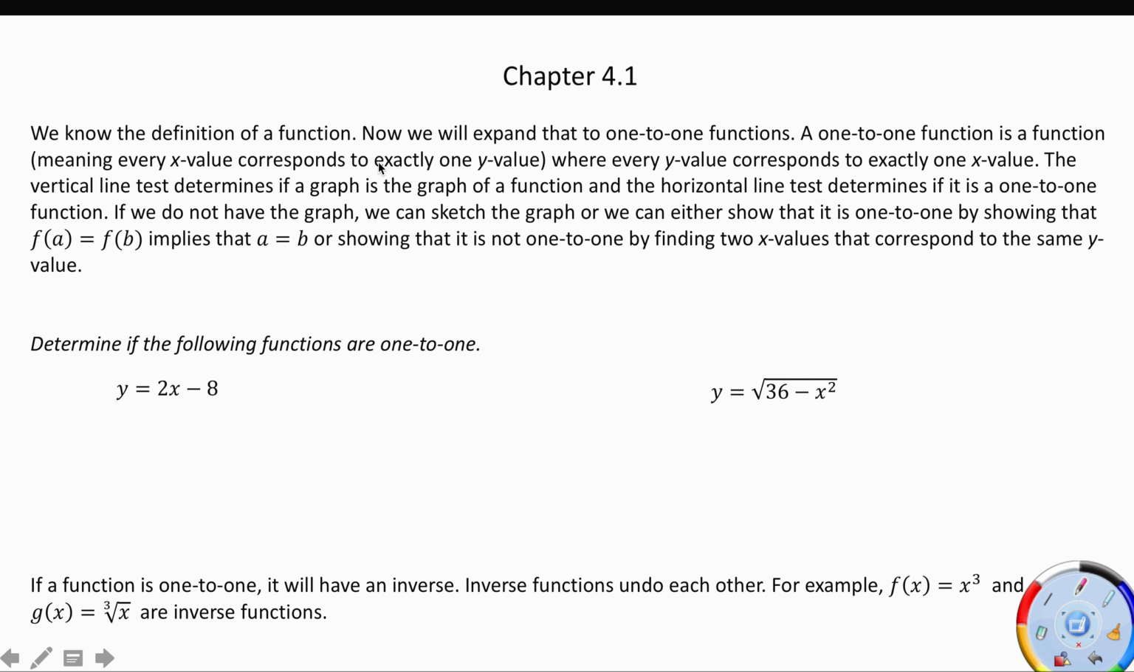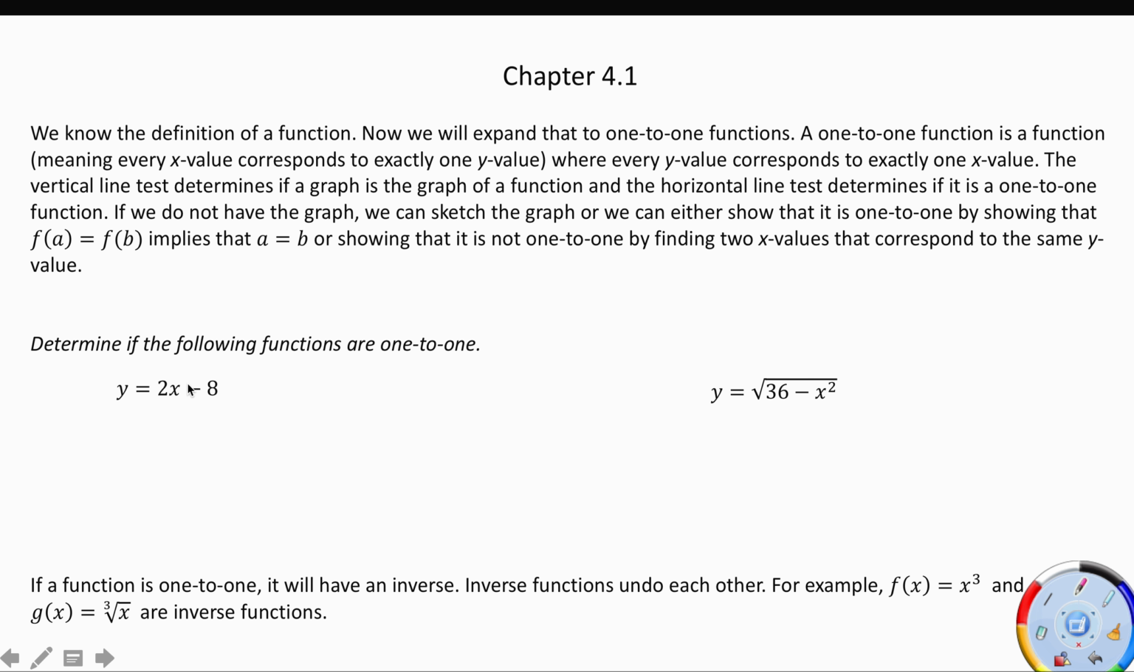Remember, our vertical line test determines if a graph is the graph of a function. And now the horizontal line test is going to determine if the function is a one-to-one function. If we do not have a graph, we can sketch the graph, or we can show that it's one-to-one by showing that f of a equals f of b implies a must equal b, or show it's not one-to-one by finding two x values that correspond to the same y value.